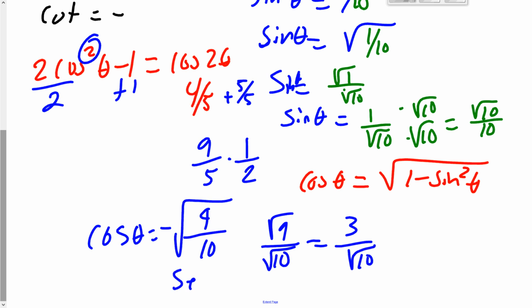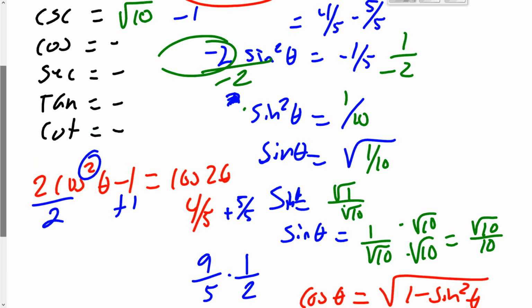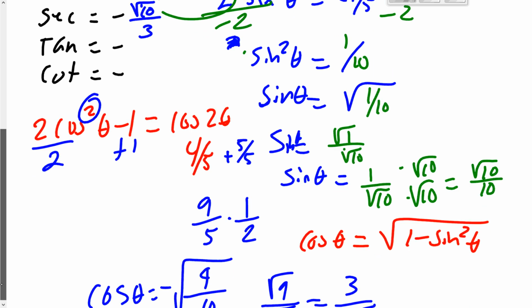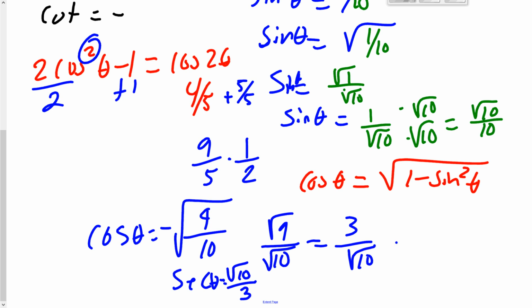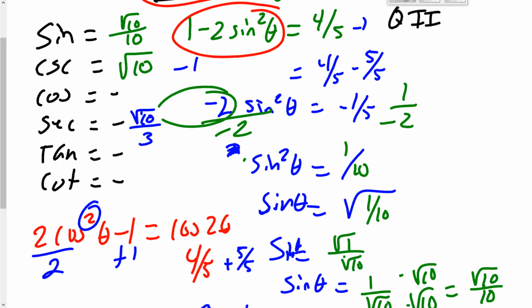Now we can go ahead and flip it and get secant, right? Secant would be root 10 over 3. And we already know it's negative because it's in the second quadrant, so negative square root 10 over 3. And then we can rationalize our cosine, root 10 over root 10, which is 3 root 10 over 10. So there's cosine. We know it's negative because it's in the second quadrant, so that's negative 3 square root 10 over 10.